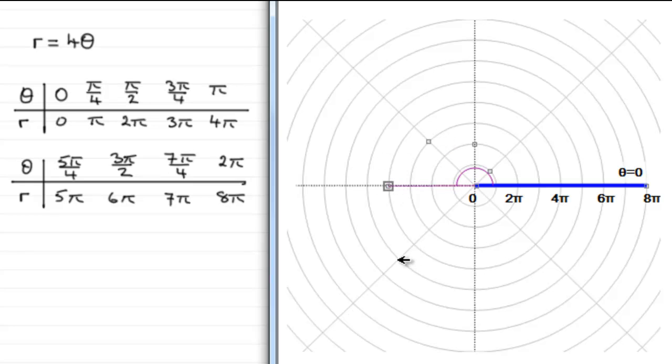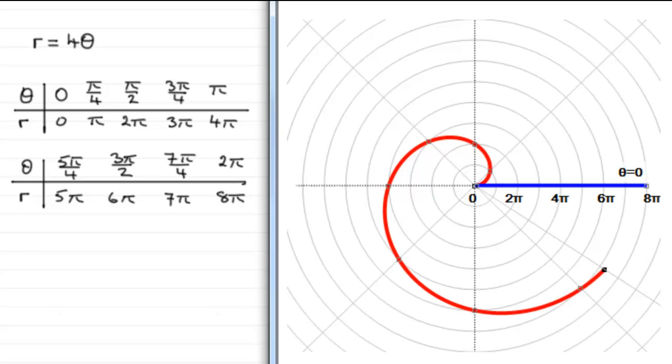Now if you put the other points in, you can check them out. You're going to get them coming out like this. And what we can then end up doing is just joining them all up, and what you'll see we get is a spiral. So in general, if r equals a constant, let's call it a, multiplied by theta, where that constant a is greater than 0, what we generate is a spiral.